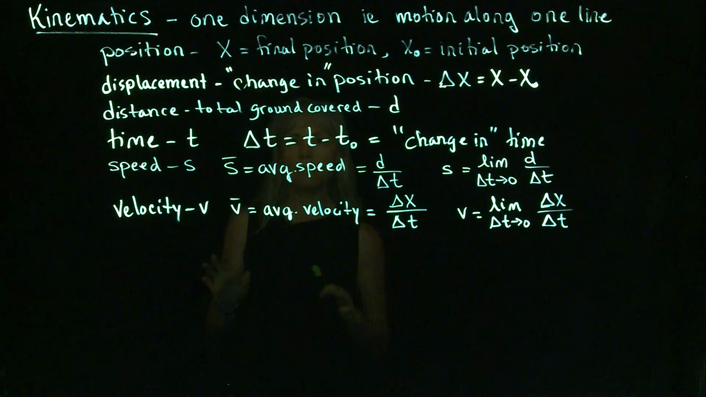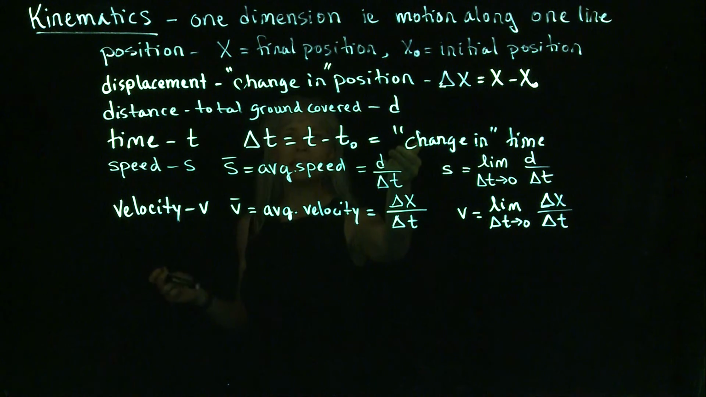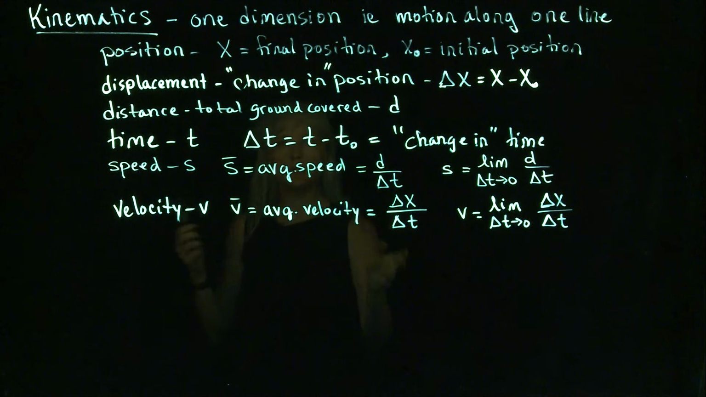Average speed can never be negative. It's just a distance, a certain amount of ground covered, divided by the change in time. And the change in time will always be positive. Time never goes backward. And so this quantity will always be some positive value. But the average velocity is not, that's not true. The average velocity could be positive or it could be negative.